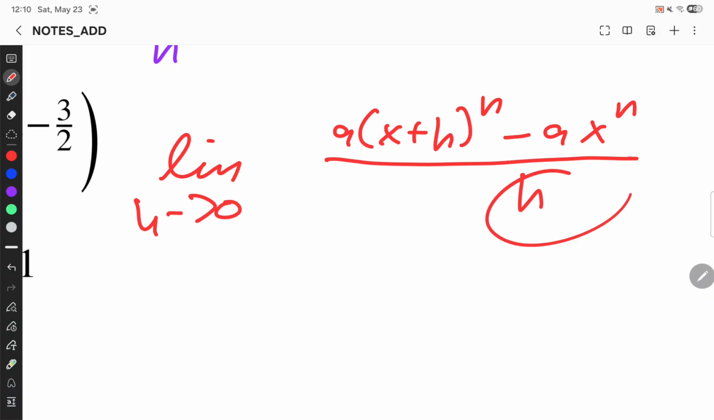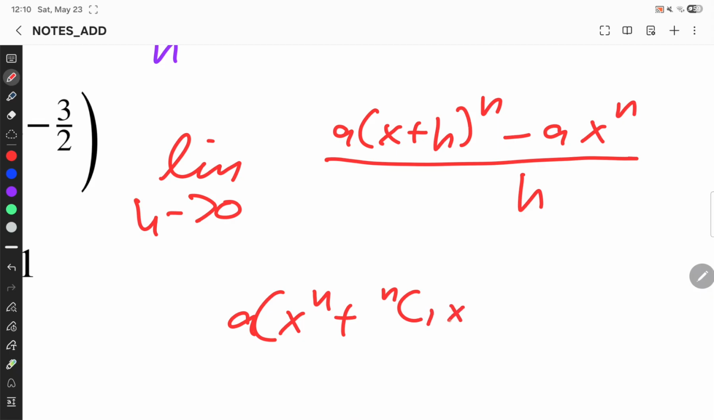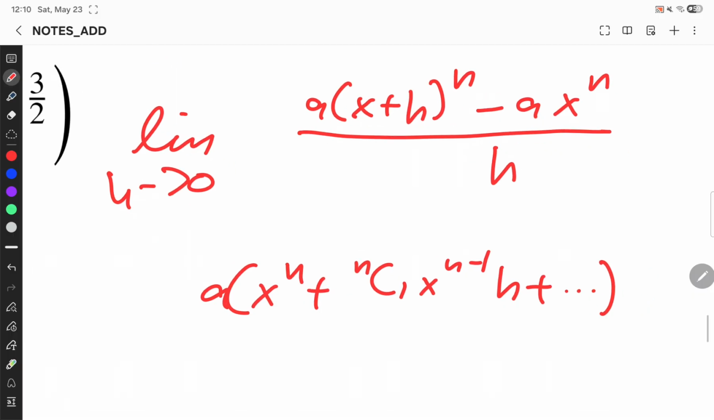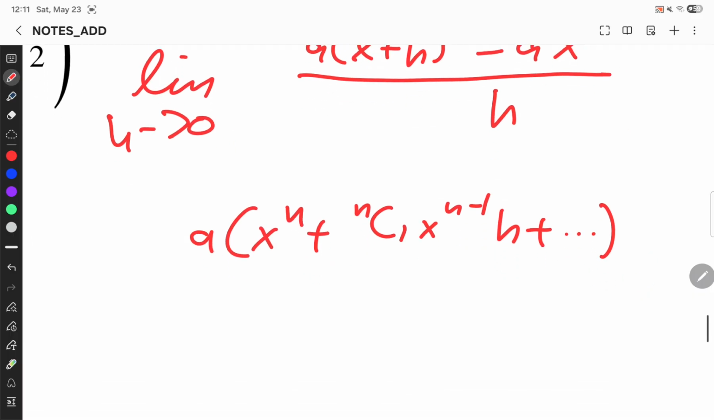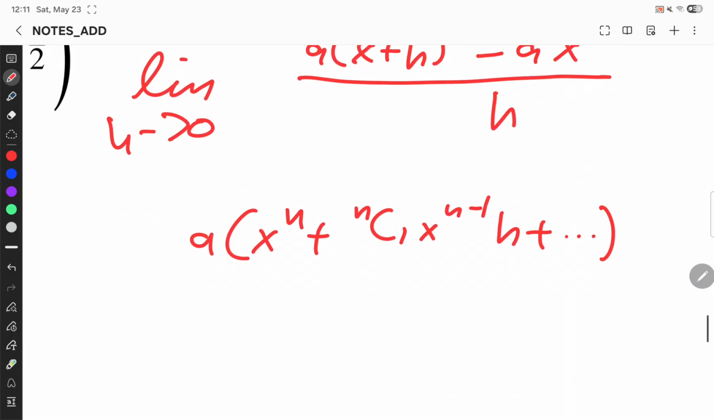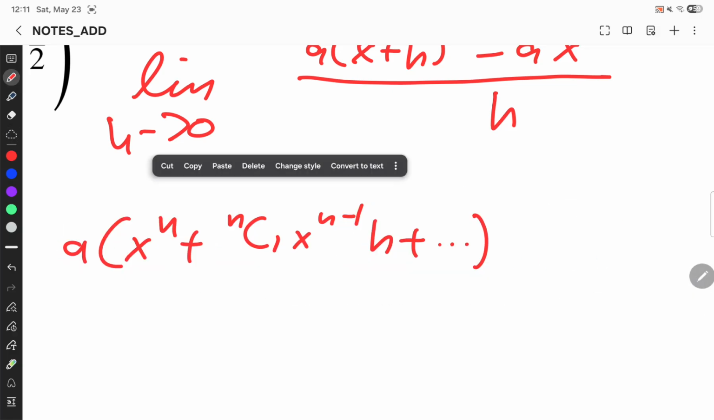We need to manipulate this to get rid of h in the denominator. That's all our trick. That's what we will be doing in this video, just some algebra. We can expand this. This expands to x^n plus n choose 1 of x^(n-1) h, plus so on. And if you have gone through the series chapter, then you know what I am talking about.